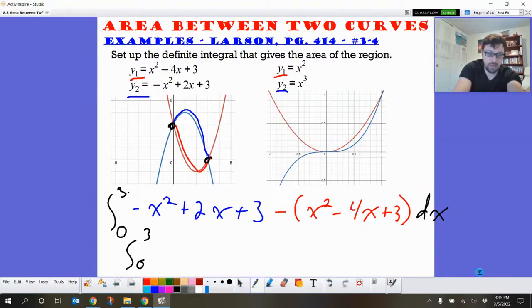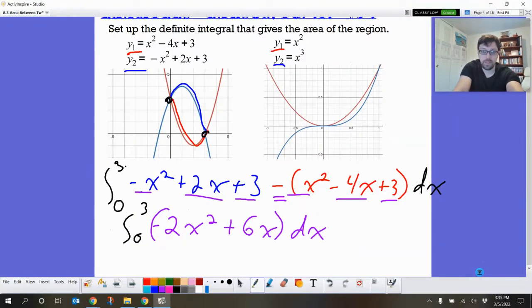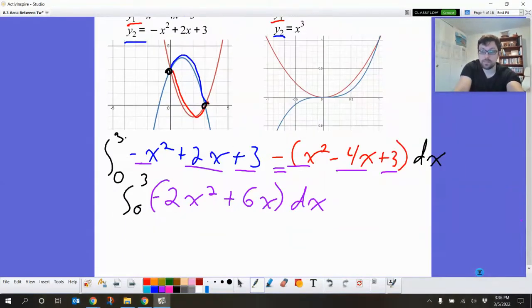And we could say, okay, well, these two, that's a minus 2x squared. And then 2x minus negative 4x, that's plus 6x. And the 3 minus 3 is nothing. So we just have to do that integral right there. Huzzah! The second one's a little bit neater.